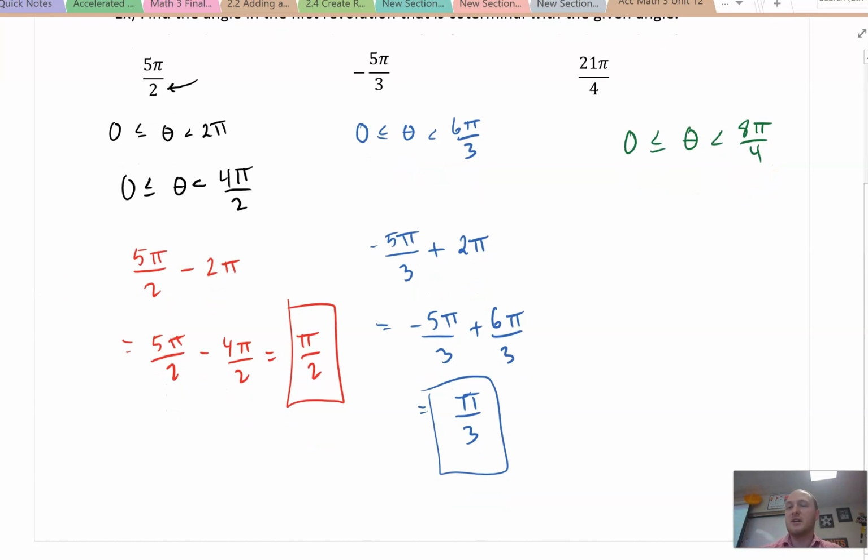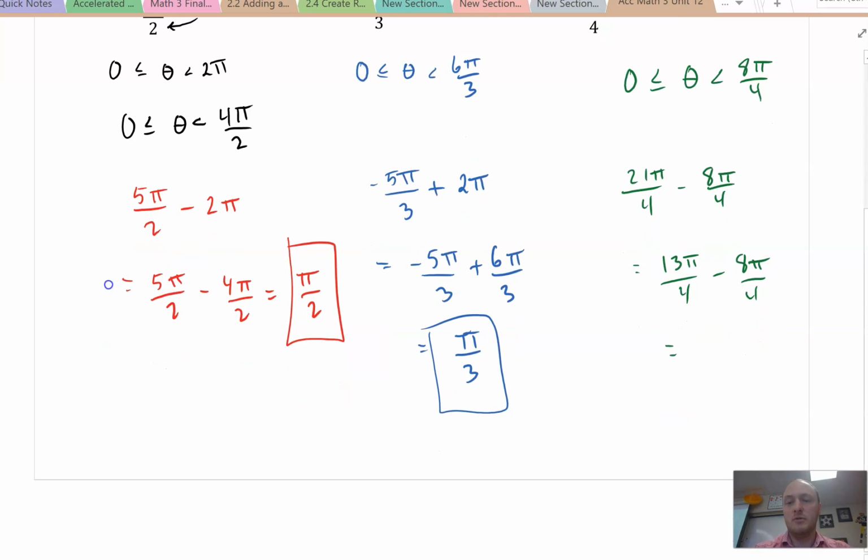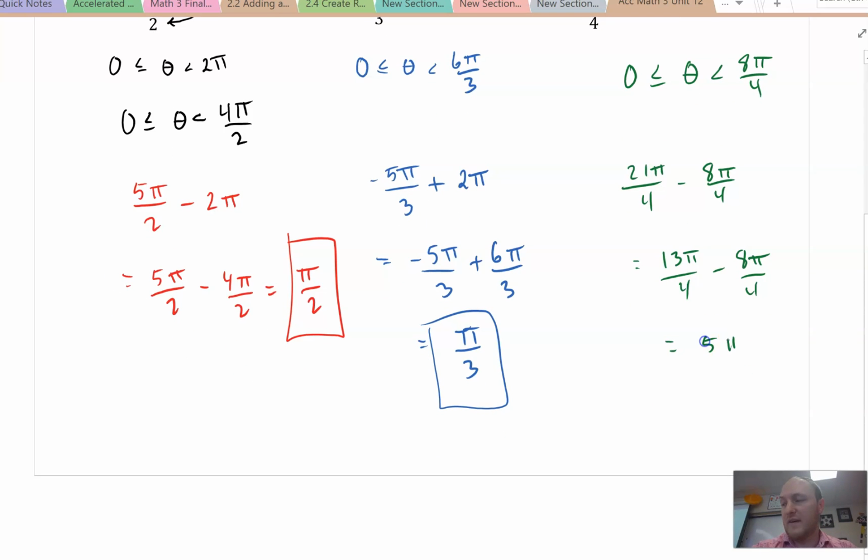And it's also nice when you do that conversion, you kind of know what you want your revolution to be in. You can also just subtract by that. So I have 21 pi over 4, subtract 8 pi over 4, and what we get is 13 pi over 4. Now, is that within 0 to 8 pi over 4? No, it's not. So I just have to go ahead and take away another revolution, right? So we get 5 pi over 4, and there's your answer.